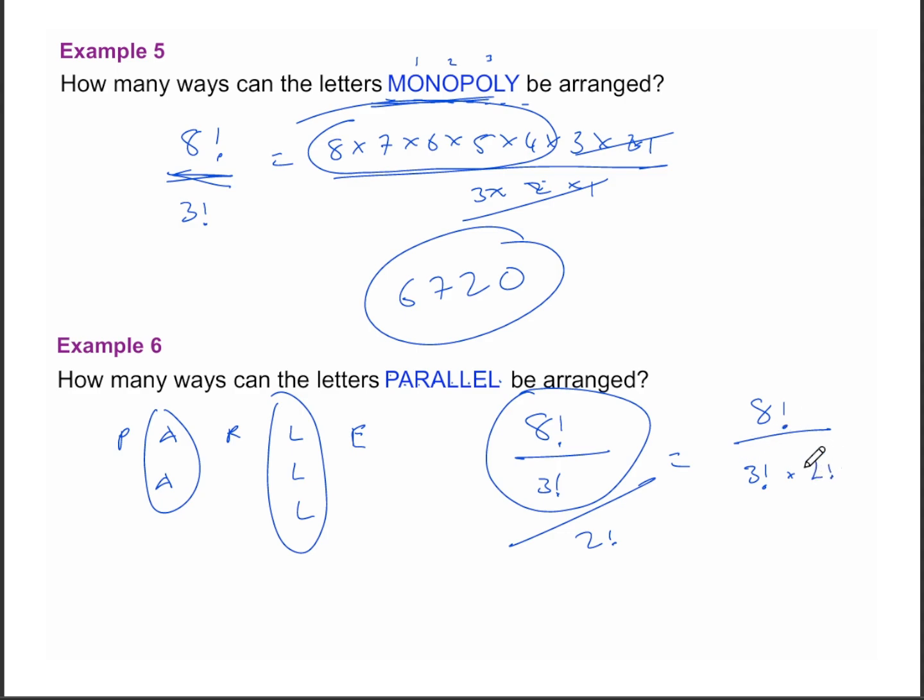So in your denominator, what you will be dividing by is the factorial of all the letters that are being repeated, according to the number of times those letters are being repeated. This will then give you the answer for that question, which will be 3,360 in this question here.